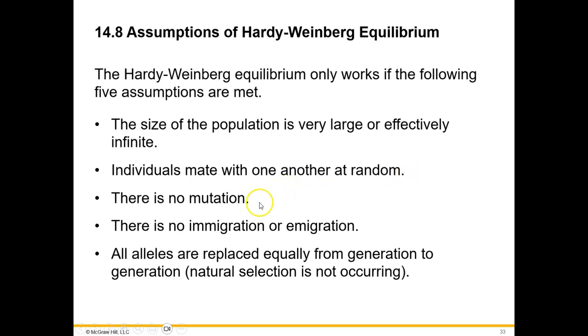There's also the assumption that there would be no mutation taking place, and there could be no immigration or emigration. So immigration with an I is coming into an area. Emigration with an E is leaving that area. So you can't have a lot of the population coming and going and still consider this equation for equilibrium. Also, all alleles are replaced equally from generation to generation, and that indicates that natural selection is not occurring.